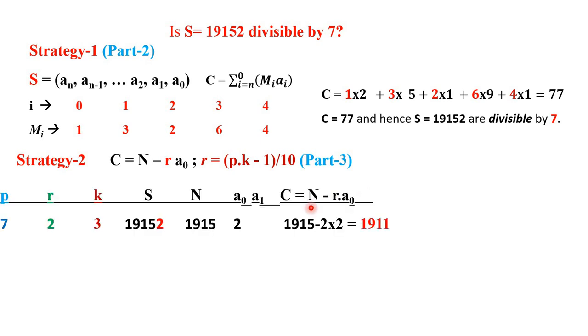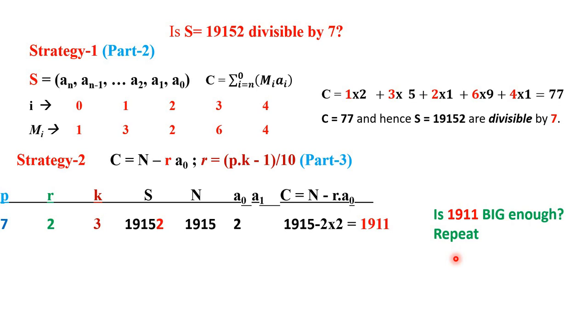And for example, for this example 19152, we have taken K equal to 3. We can put it here, 3 and P equal to 7. So (7 into 3 minus 1) by 10, that is, you will get R equal to 2. So this truncated number after dropping the last digit is 1915, and you have to subtract 2 times A0, that is 2 into 2. So you will get 1911. But still it is a 4-digit number, big enough. So you may not be comfortable to find whether this C is divisible by 7 or not.